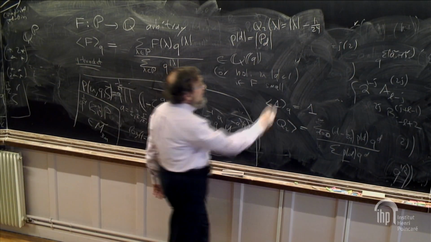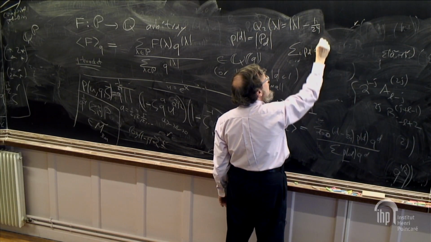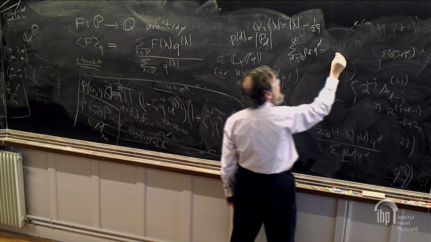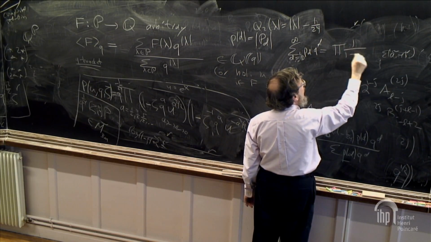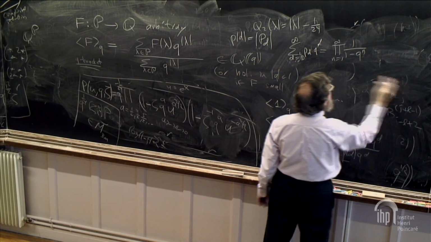And of course, Euler found the formula for that, and we know very well that the sum of p of d q to the d, d from 0 to infinity, is, and it's a trivial proof, the product over n from 1 to infinity of 1 over 1 minus q to the n. Let me remind you of the trivial proof.